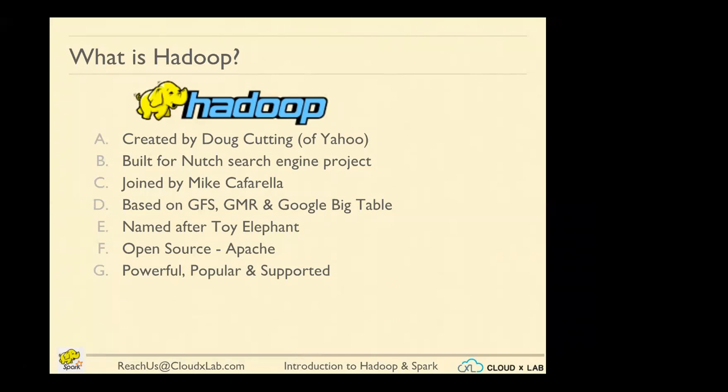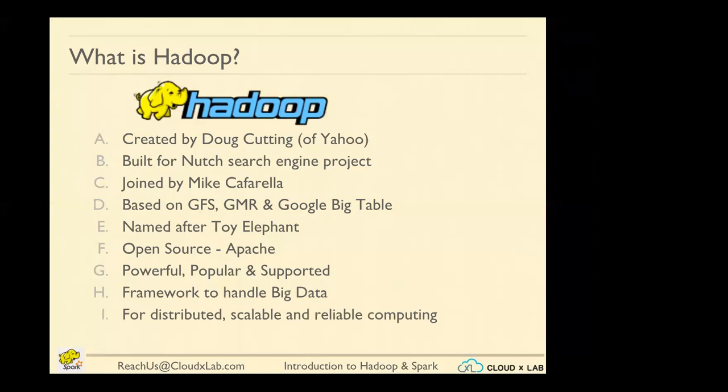Okay, it doesn't mean that if it is open source, it is going to be abandoned and nobody is going to use it. It's not like that. It's actually far more popular and well supported by various companies. Okay, it's a framework to handle big data. Now, the last one is something I would like to describe. It is for distributed, scalable, and reliable computing. What is distributed? Getting the work done using many computers.